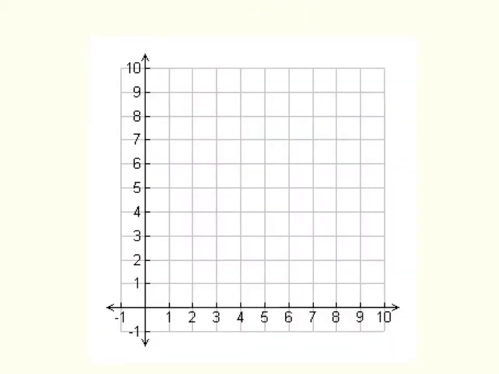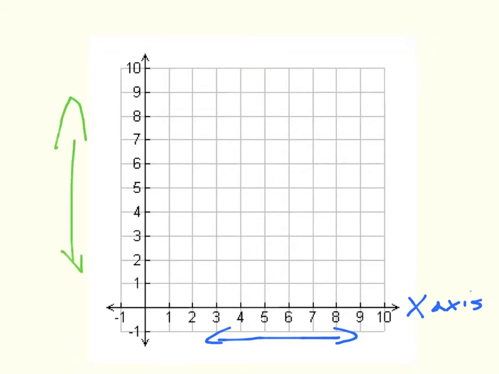To keep these number lines straight in our heads, mathematicians name them. The one that goes left to right horizontally we call the x-axis, and the number line that goes up and down vertically we call the y-axis.